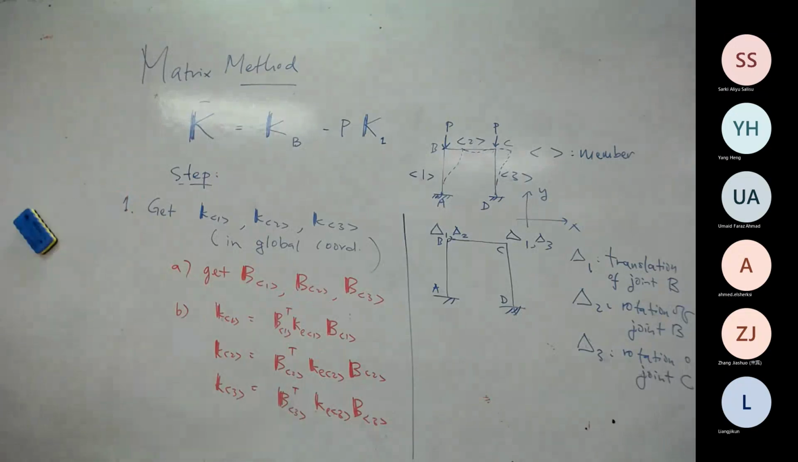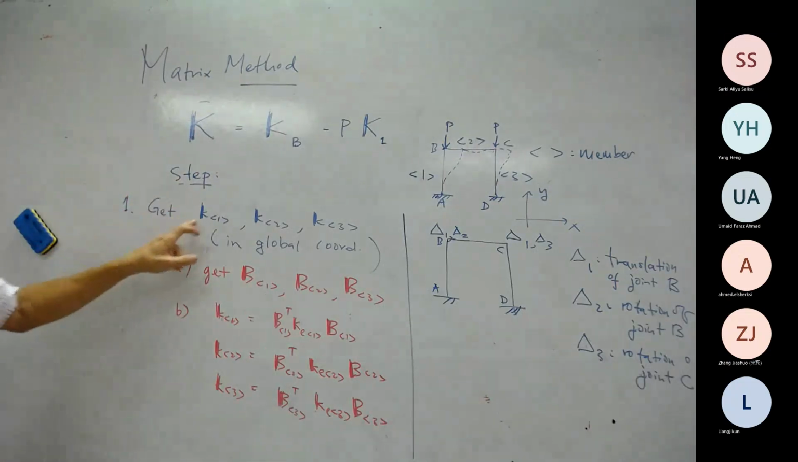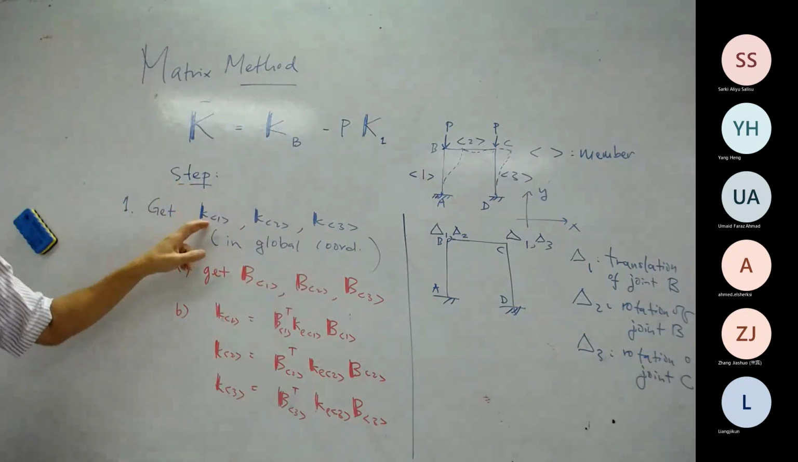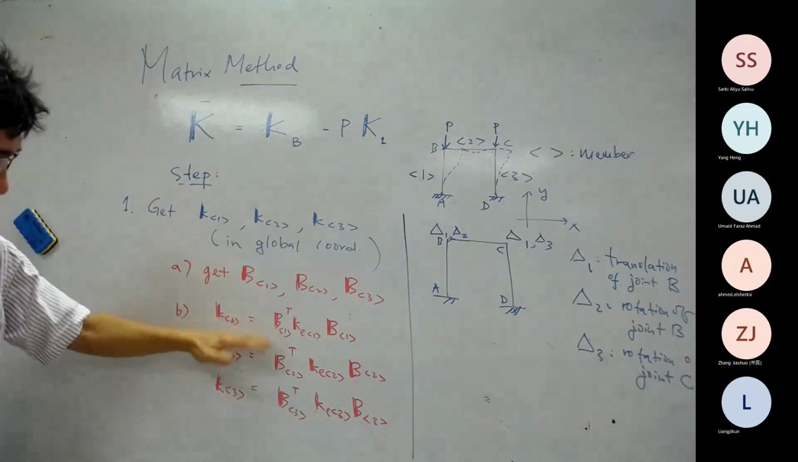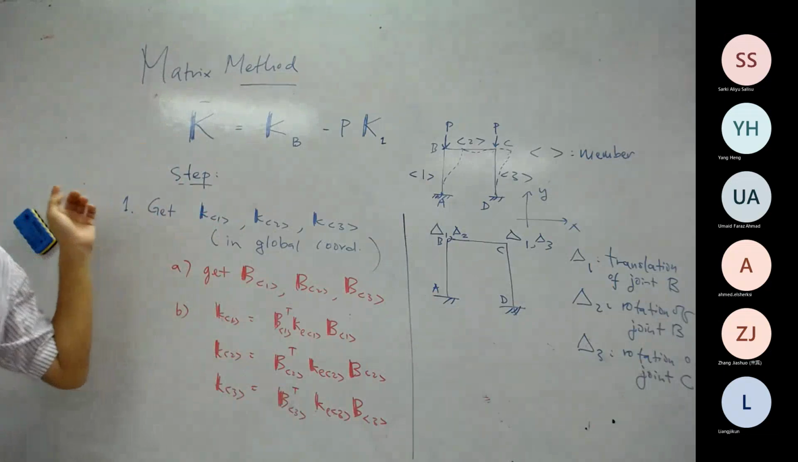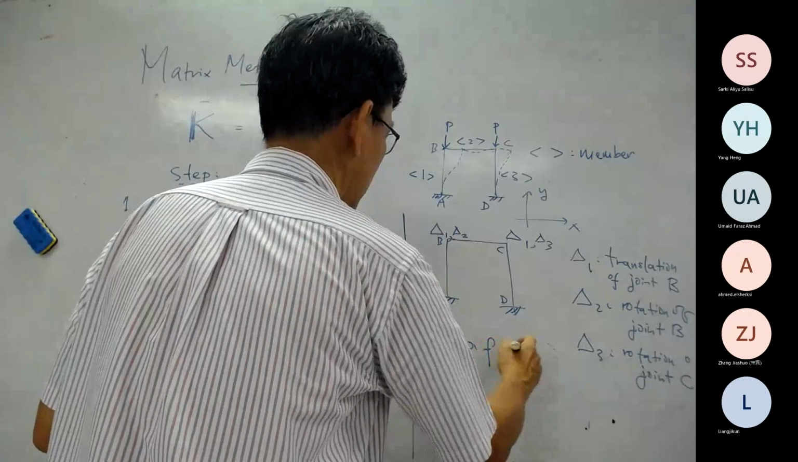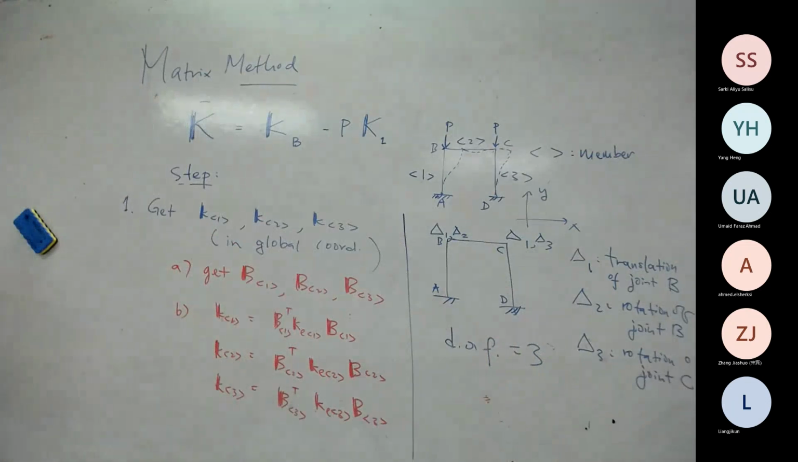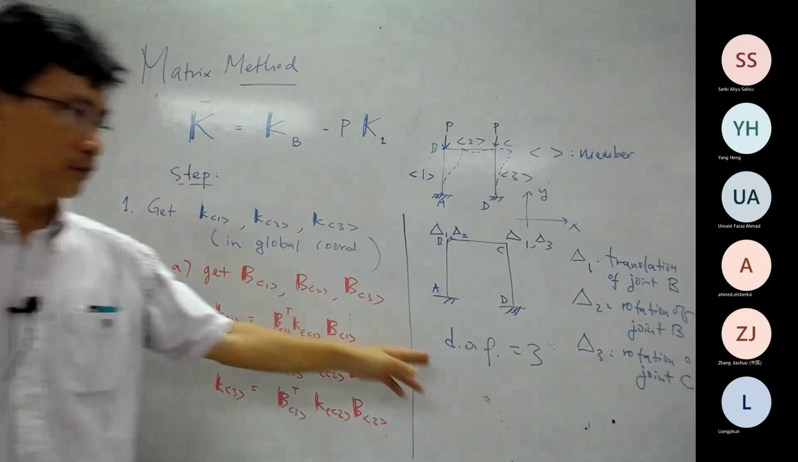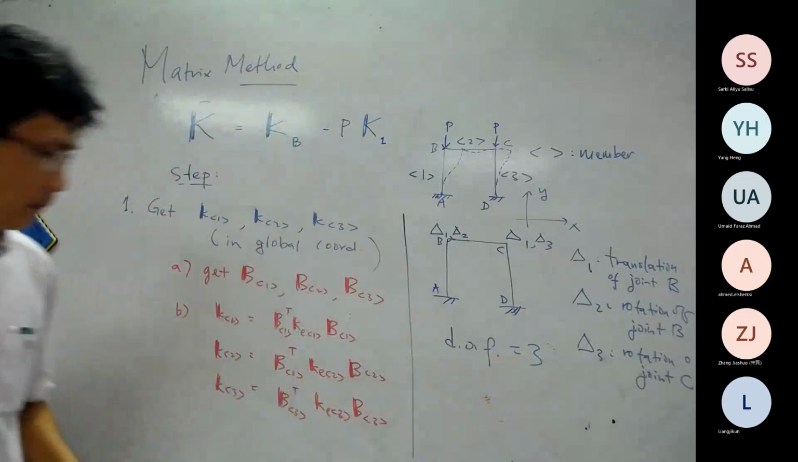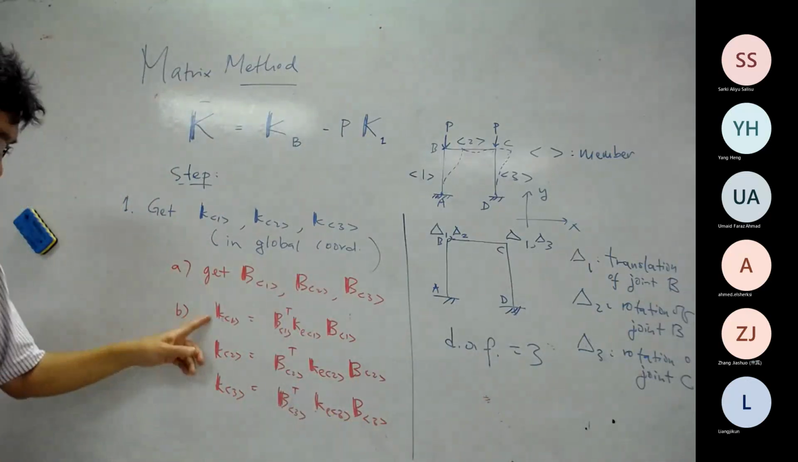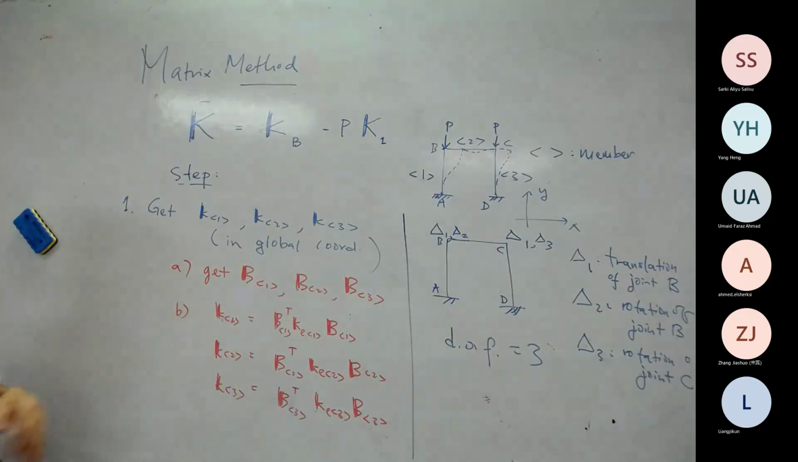So if we consider this, then the size of each of these matrices in the element coordinate system, when we do this, it will become 3 by 3 because your degrees of freedom is 3. Which means you have 3 displacements, including translations and rotations. Okay. So if degrees of freedom is 3, delta 1, delta 2, delta 3, then the size of this will become 3 by 3 also. So the final matrix is 3 by 3.